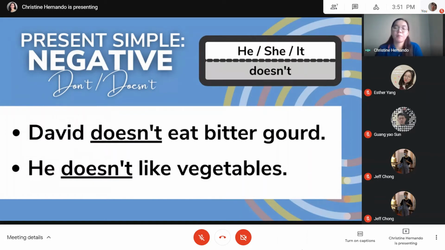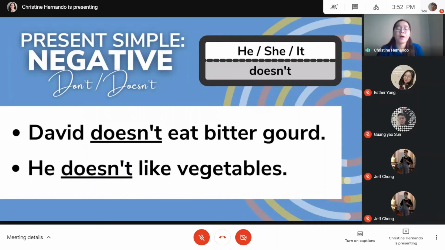I want you to look at these examples. So let us go through them one at a time. So in the first sentence, we have David doesn't eat bitter gourd. So we have here the subject David, which is a name of a person that may refer to a man or a boy. And then notice that the auxiliary verb that we used is the word doesn't. And then it is followed by the main verb eat, which is in its base form.